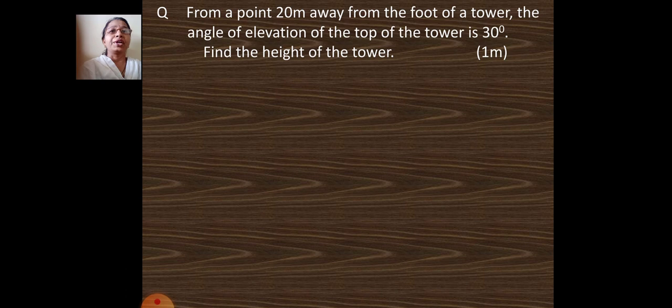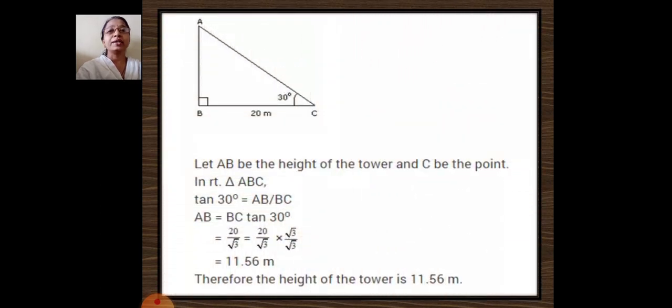From a point 20 meter away from the foot of a tower, the angle of elevation of the top of the tower is 30 degree. Find the height of the tower. This is a 1 mark question, right? So first of all, let us draw a diagram.